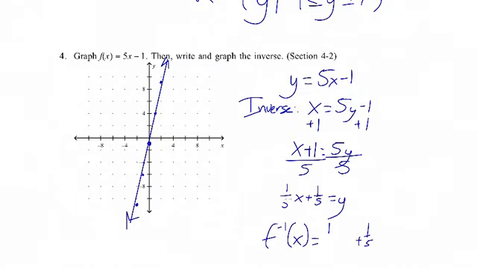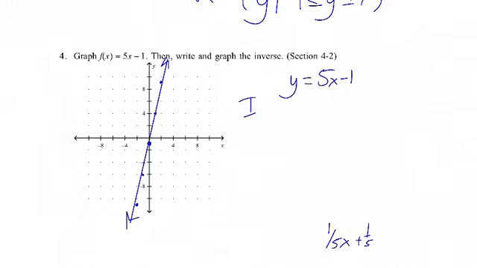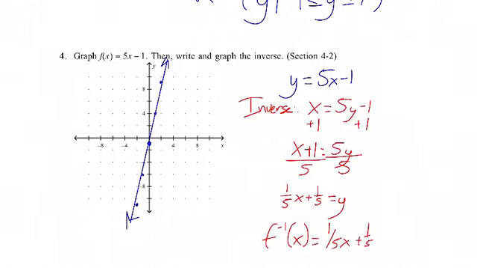So plotting that on our graph, let me switch colors for our inverse so that we don't mix up what we're doing and when. Let me switch this to red. And then we can graph this in red as well. So our inverse is going to have a y-intercept of 1/5. That's going to be pretty small, so we're going to go right about there.